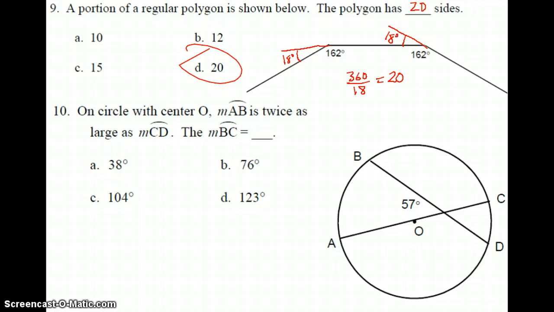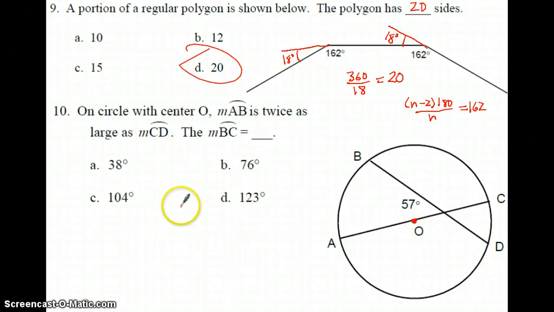The other way to do this is the n minus 2. You could also do this as n minus 2 times 180 and divide that by n, and that's supposed to equal 162, and you can solve that for n, but wow, that takes a long time compared to 360 divided by 18.